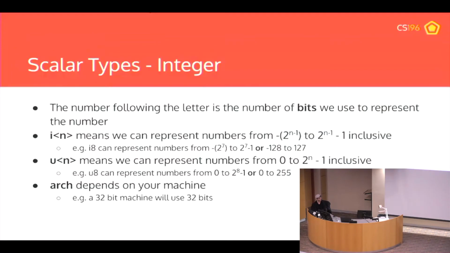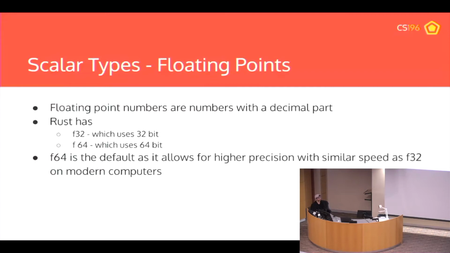This is a little confusing, but I'm going to try to explain it here. If we have IN as the data type, that means we want to have n bits to allocate for that. If that's an unsigned integer, that means we'll have 0 to 2 to the n minus 1 numbers available for us. And if we're using a signed integer, we'll have negative 2 to the n minus 1 to 2 to the n minus 1 inclusive. So that is a little confusing. For the most part, you won't have to worry about it because you won't be explicitly labeling your variables, but it's just good to know how this works. And finally, if you use Arch, it'll just give you the number of bits based on your machine.